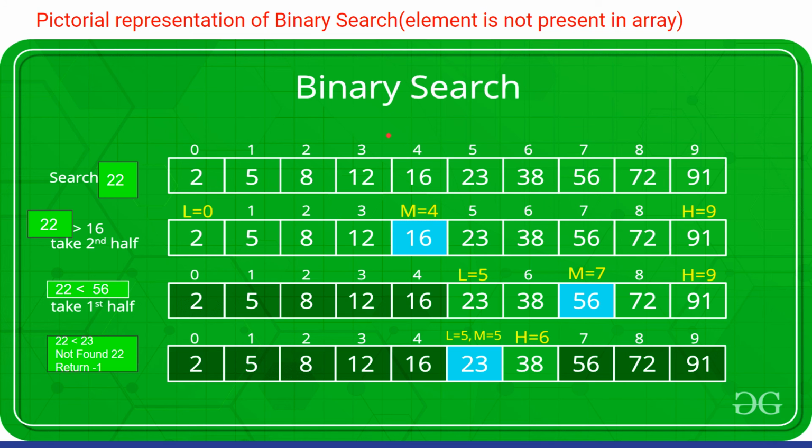Okay, let's move to another example. Here this example says the element is not present in the array. Let's suppose you have to search 22. Fine.